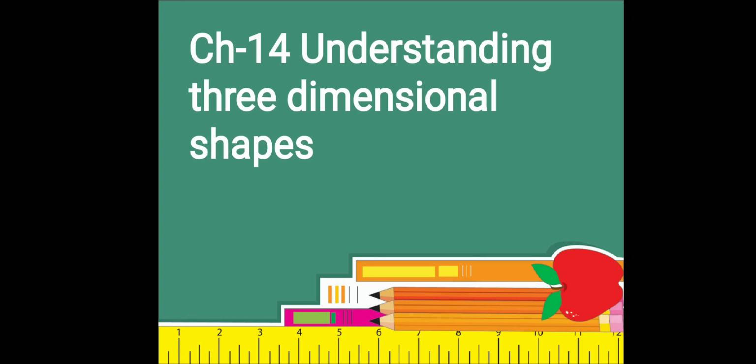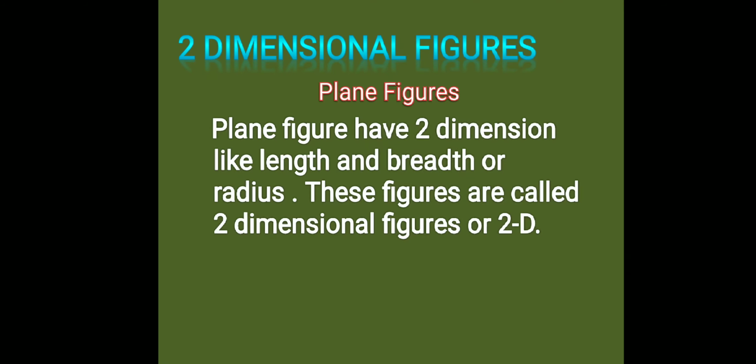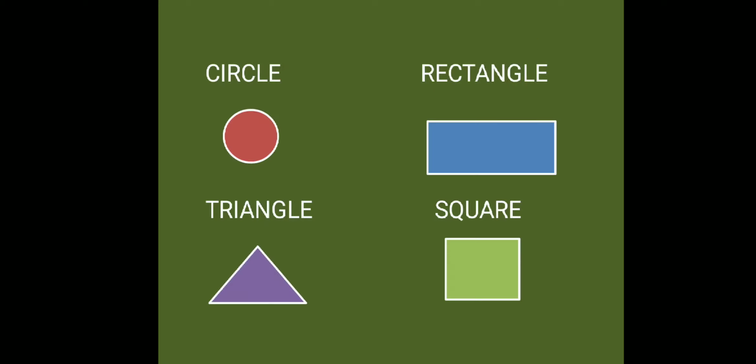Hello everyone. In this module, we are going to learn about 3D shapes, that are three-dimensional shapes or solid shapes. So let's start. Now let us learn first what are 2D shapes or two-dimensional shapes. 2D shapes can be drawn on a flat surface and have only two dimensions, that is length and breadth. So they are called 2D shapes. Some examples of 2D shapes are circle, rectangle, square and triangle.